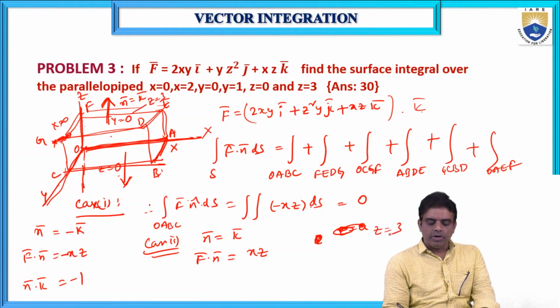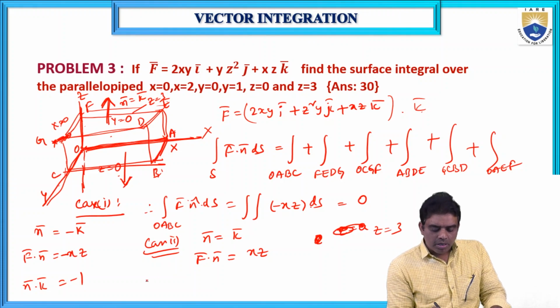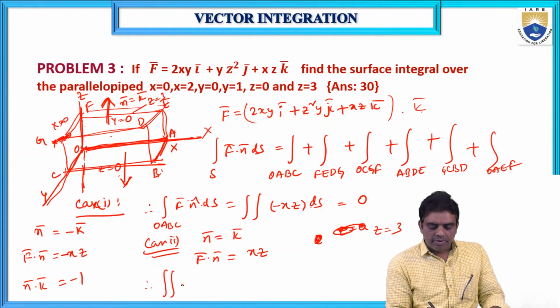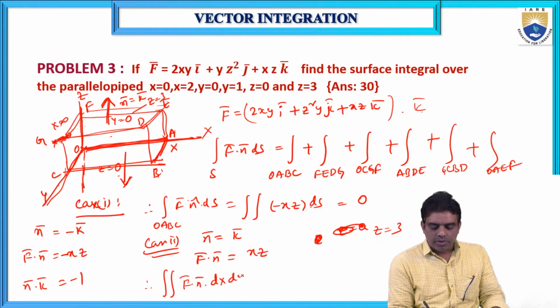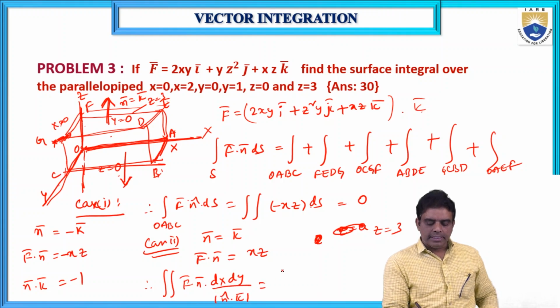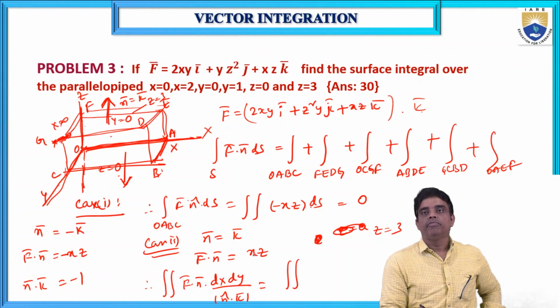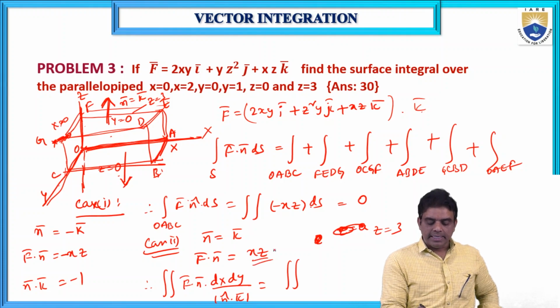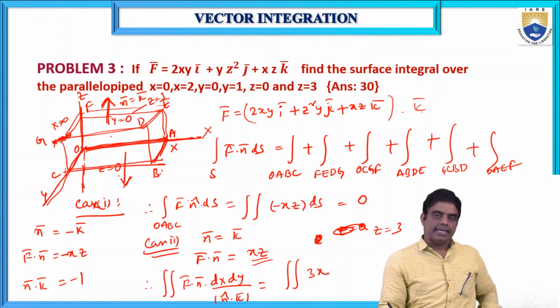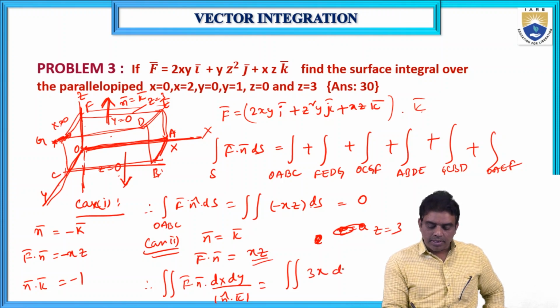This is z is equal to 3. So therefore, double integral F bar dot n bar dS, dS means dx dy by magnitude of n cap dot k bar. So this is double integral, F bar dot n cap is xz. But z is equal to 3, so this will be 3x into dx into dy.